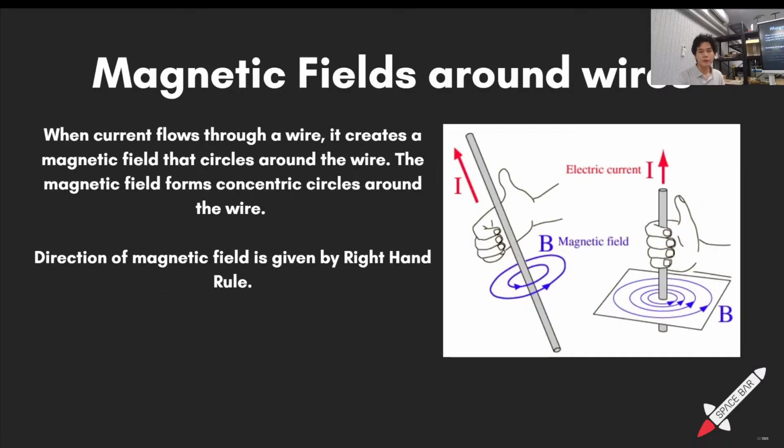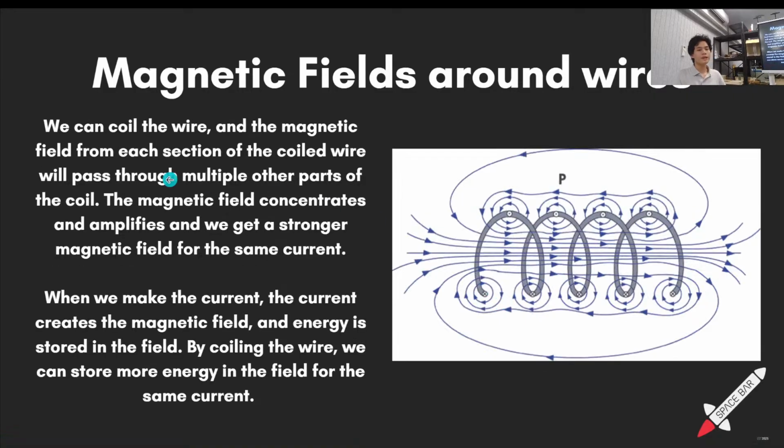Okay, so we have the wire with a magnetic field around it. We can coil the wire and the magnetic field loop from each wire will sum up to one huge loop all around. The reason why it does this is both simple and irrelevant. The magnetic field concentrates and amplifies, and we get a stronger magnetic field for the same current through the wire because the coil is amplifying and concentrating the magnetic field. Again, we don't care why, it just does it.